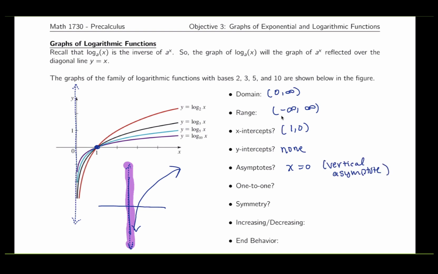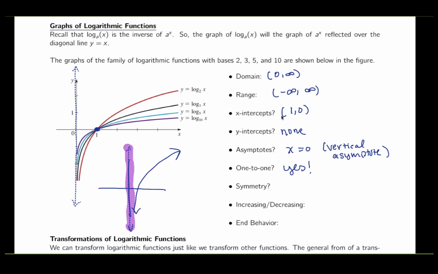This graph is also 1 to 1. We check that using the horizontal line test. If I pass a horizontal line through this, I never touch more than 1 point, which tells me, yes, this is 1 to 1. Which makes sense. If a function is 1 to 1, it has an inverse. And we define this as being the inverse of exponentials. And so it better also be 1 to 1 since it is itself an inverse.